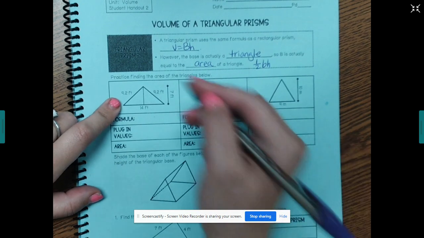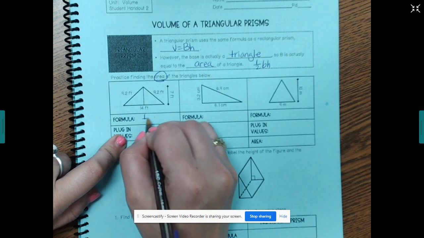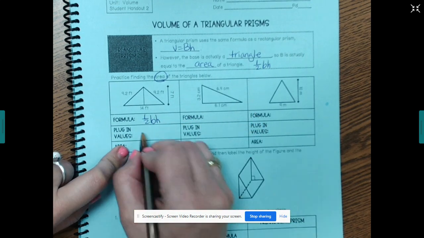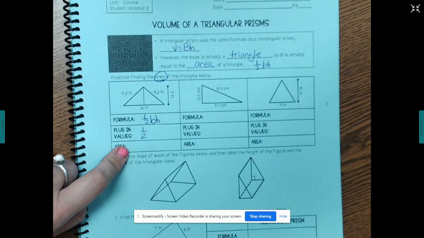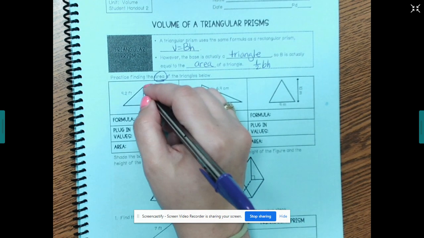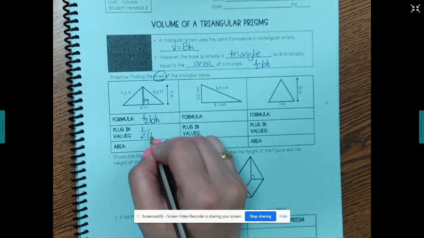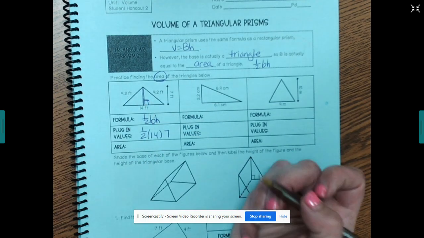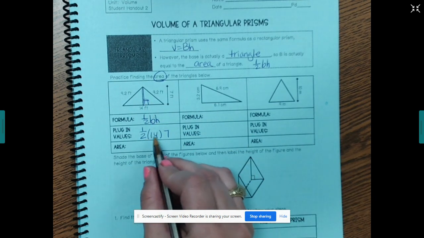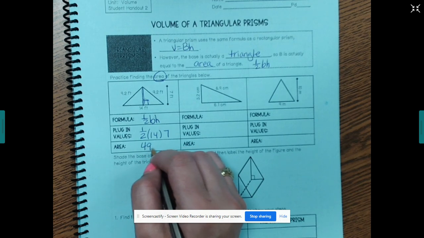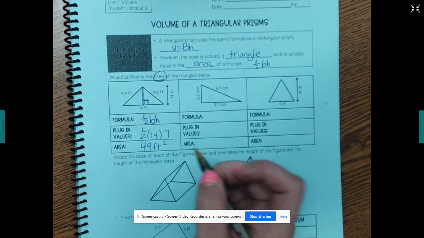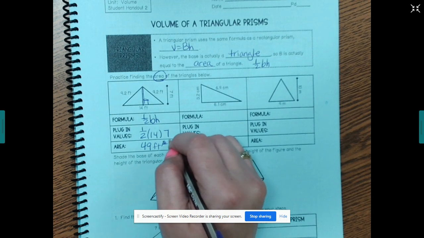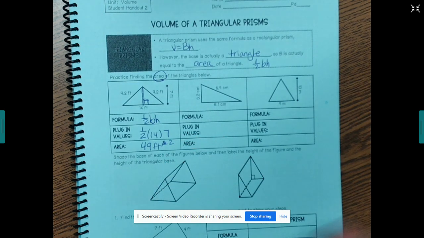This only wants us to find the area of a triangle. So 1/2 BH. Remember your base and height have to make a right angle? Well, there's my right angle right there. So I know that 14 is my base, and then the height of that triangle is actually 7. Half of 14 is 7. 7 times 7 is 49. This is only practicing for area, not volume. So we're just reminding you of area.